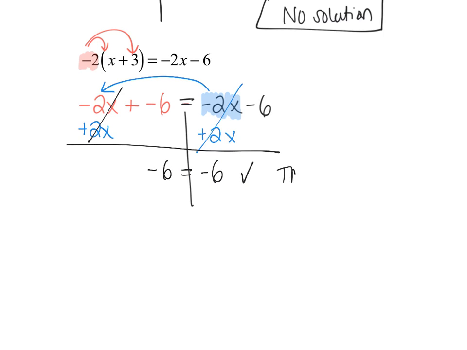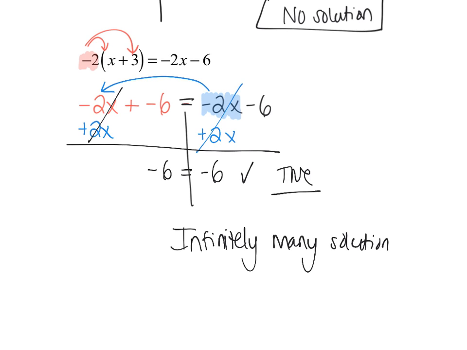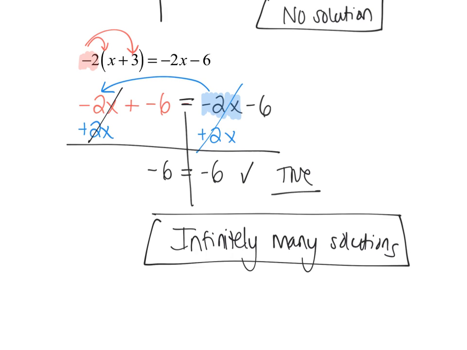This is a true statement. Negative 6 does in fact equal negative 6. So your answer here would be infinitely many solutions. So sometimes you're going to get a solution like x equals 3. Sometimes you're going to get no solution where 12 equals 11, which is not true. And then sometimes you're going to get infinitely many solutions, which is where you have no variable equal to something, but you have two numbers that are equal to one another.